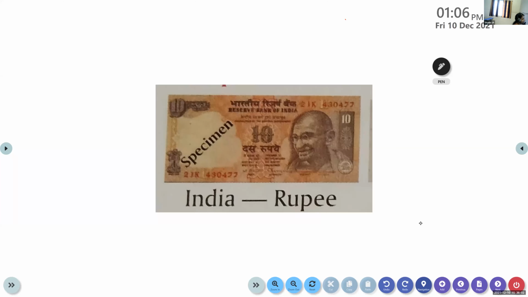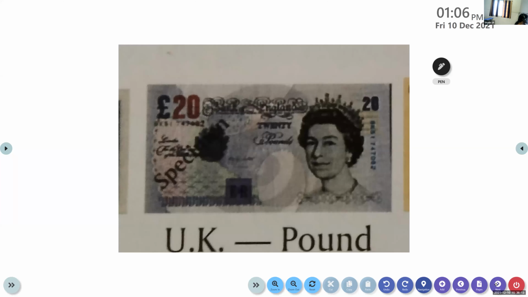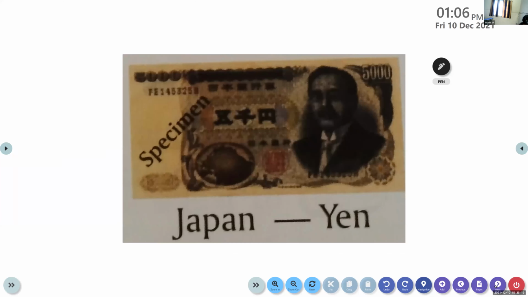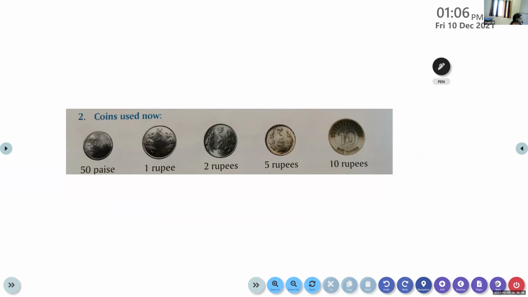Here you can see the currency of India, that is rupee. Then the currency of USA, it's dollar. Currency of UK, it's pound. Japan, it is yen. These things we saw in standard 1. Now these are the coins used earlier: 5 paisa, 10 paisa, 20 paisa, 25 paisa. Nowadays we are not using these coins. Coins used now: 50 paisa, 1 rupee, 2 rupees, 5 rupees and 10 rupees.